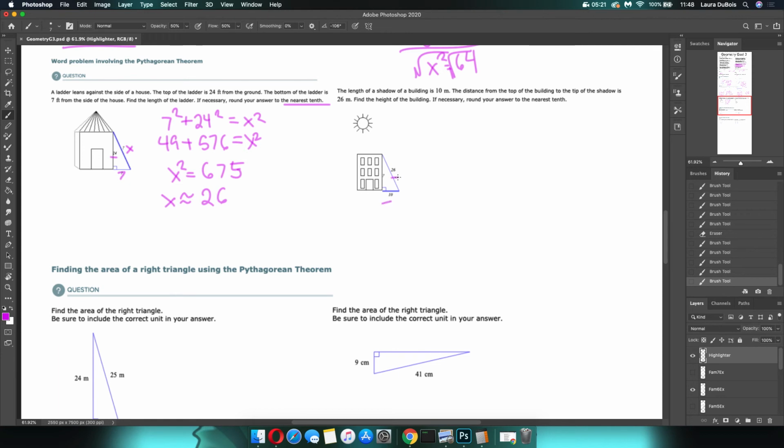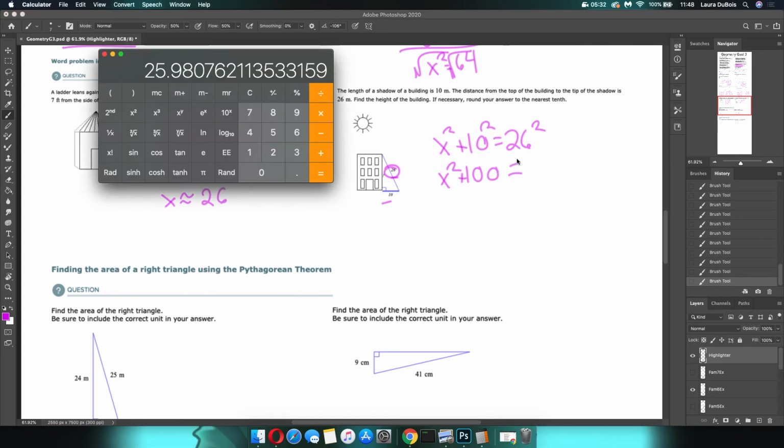Over here we have 10 and 26. 26 is my c, so x squared plus 10 squared equals 26 squared. X squared plus 100 equals, what is 26 squared?